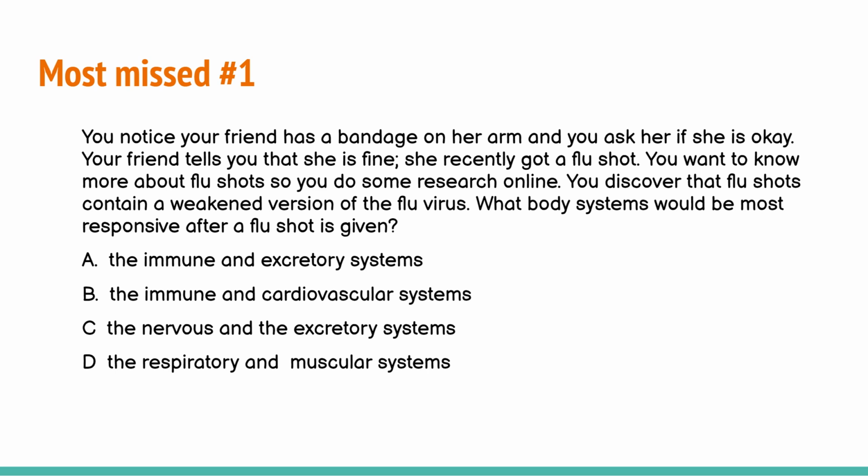Now, remember, this is a weakened version of the flu virus. A virus is something that causes an infection, but it's a weakened version, so it will just cause some kind of immunity. So, when the real flu comes in, there is an immunity already in the person. Immunity, so that's an immune system. How does this flu shot go to your different systems? It is through blood, which is a cardiovascular system. So here the right answer would be your immune and cardiovascular systems. That would be your right answer.